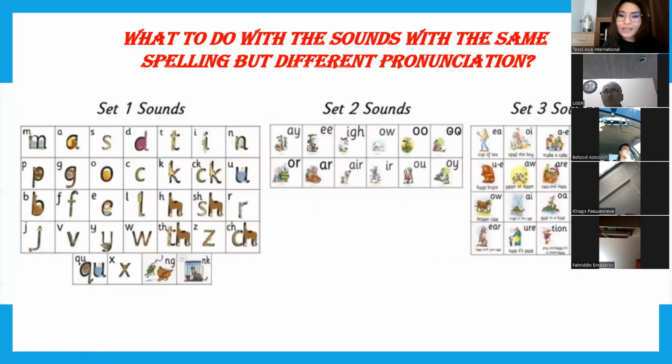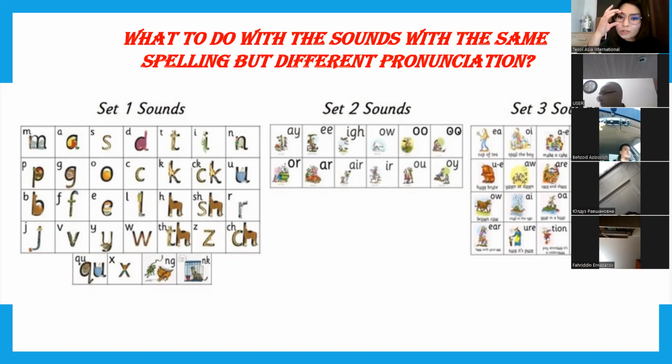And look, these sets, 3 sets. I want to tell you how you can find these sets on the internet easily. They are called Read Write Inc. Phonics. If you search on the internet in this way, you can find lots of materials and information about these sounds, dear teachers, school teachers, and it will be really helpful.